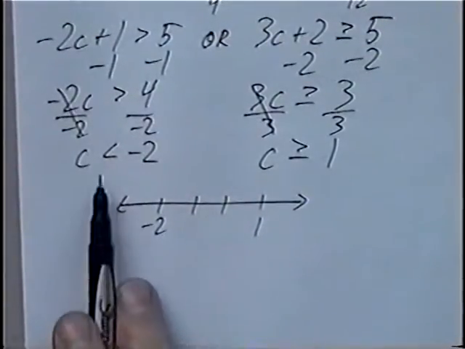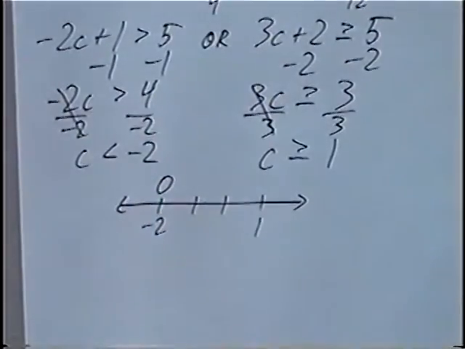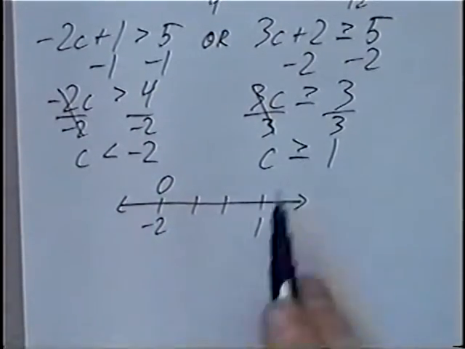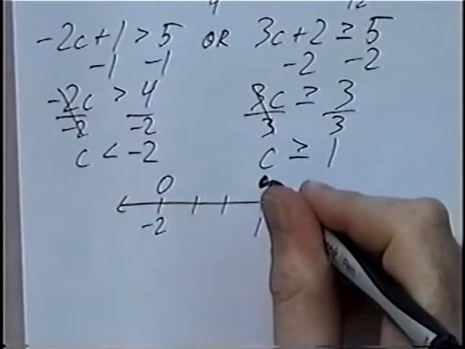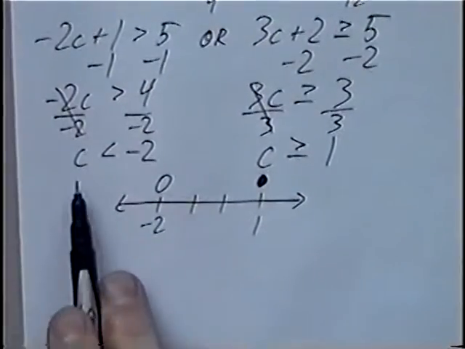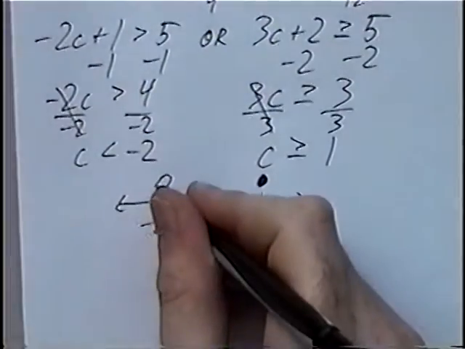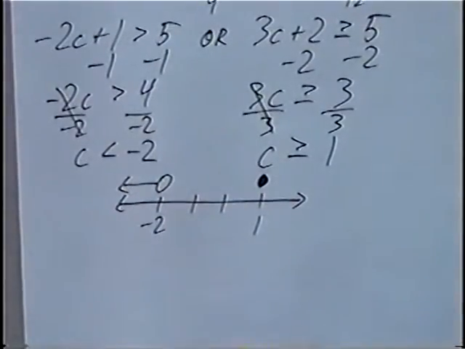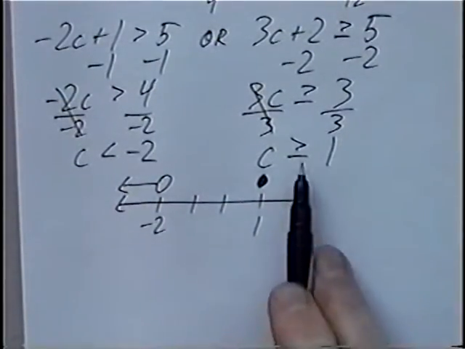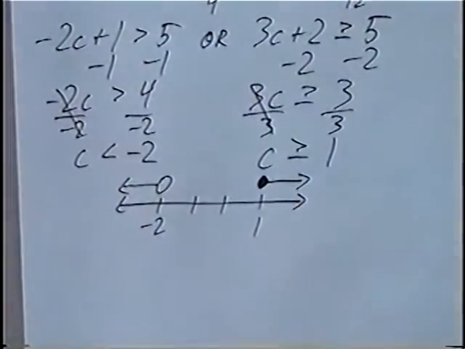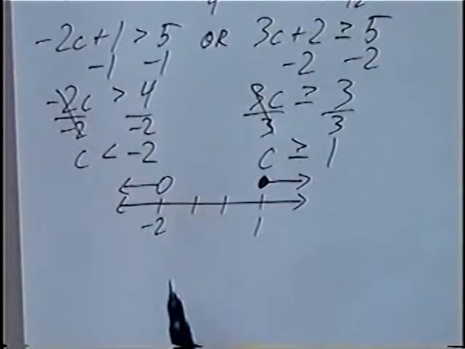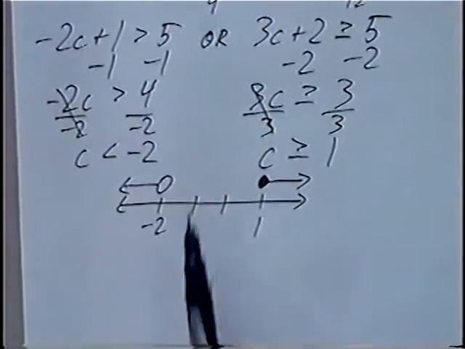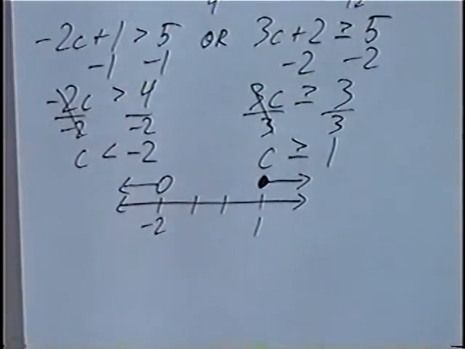C is less than negative 2. Less than would be an open circle. C is greater than or equal to positive 1. The or equal to makes a closed circle for positive 1. C is less than negative 2, less than would go to the left. And c is greater than or equal to positive 1, greater than would go to the right. On this one we have 2 points, one goes to the left and one goes to the right. Most of the time when you have the word or in the original equation, or usually means that they point in opposite directions.